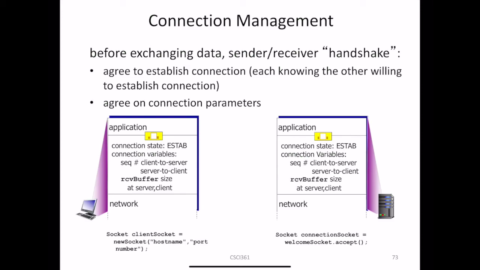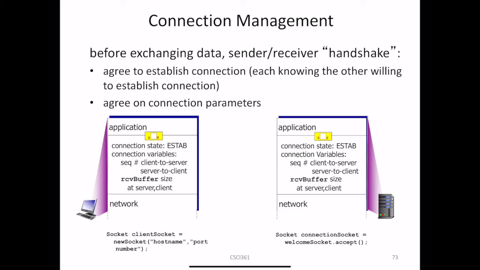Before exchanging data, the sender and the receiver side need to initialize, or set up, the connection between each other. We also call it a handshake. Both sides will agree to establish the connection, and each side will know the other side is willing to establish it. Also, both sides need to agree on connection parameters.